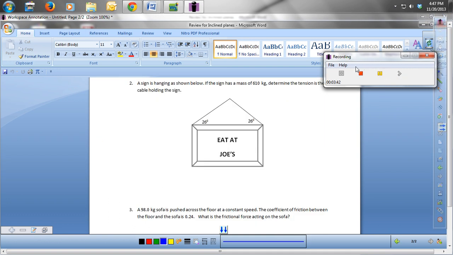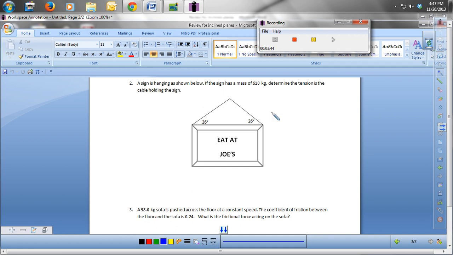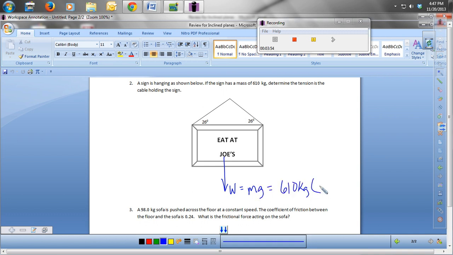Okay, now we want to look at the next one. It tells us that this sign has a mass of 610 kilograms, so the weight is mass times gravity. This is a very heavy sign. 610 kilograms times 10 meters per second squared gives me a weight of 6,100 newtons.